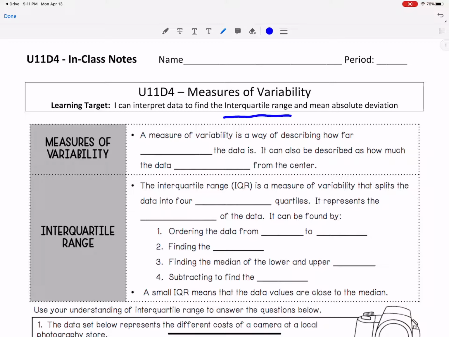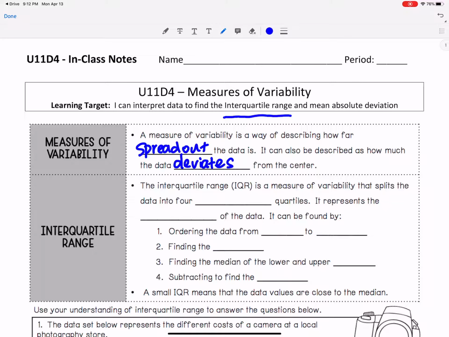So to begin, measures of variability. A measure of variability is a way of describing how far spread out the data is. It can also be described as how much the data deviates from the center. To deviate means to move away from, like if you're in a car and you deviate, means maybe you're dodging something, you're moving away. So when we're talking about measures of variability, we're talking about how far something is spread out or how far it's moving away from the center.